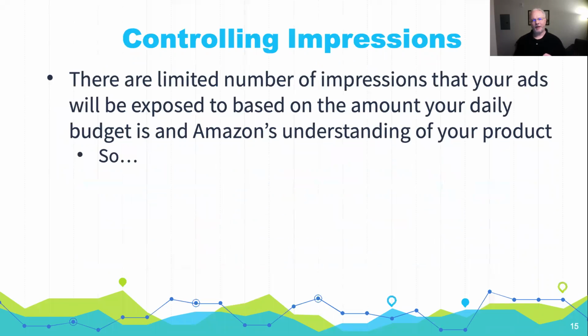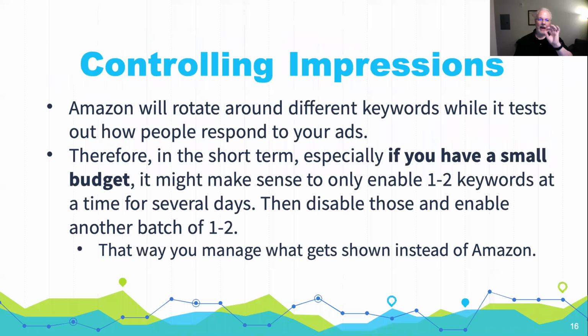With regards to when we were talking about impressions before, just wanted to mention that based on your budget, you're only going to show so many times before you run out of budget, and even if you're not really running out of budget, Amazon will still only show so many based on your budget and to kind of spread that out. And as Amazon is trying to understand your product, especially at the beginning, they may rotate in different types of keywords.